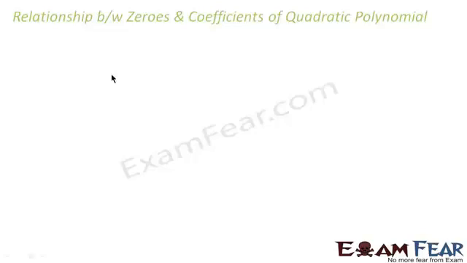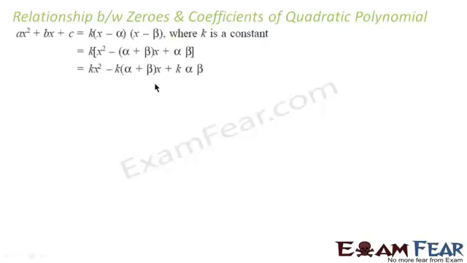Let's try to derive the relationship between zeros and coefficients of quadratic polynomials. So this is my quadratic polynomial, ax square plus bx plus c. Correct? This is a quadratic polynomial because the highest power of x is 2 and a is non-zero. So the general form of a quadratic polynomial is ax square plus bx plus c.